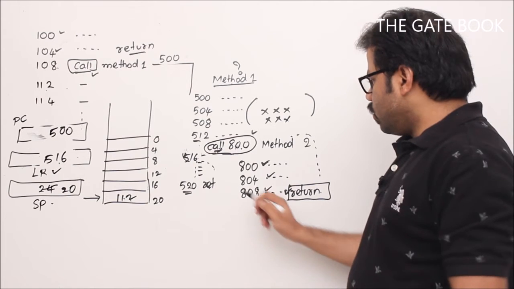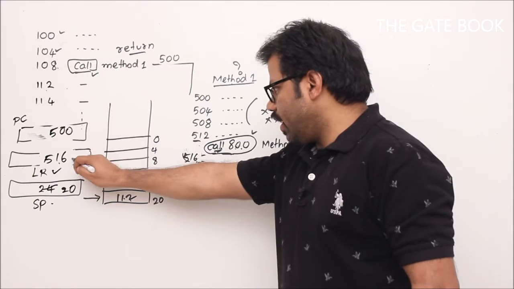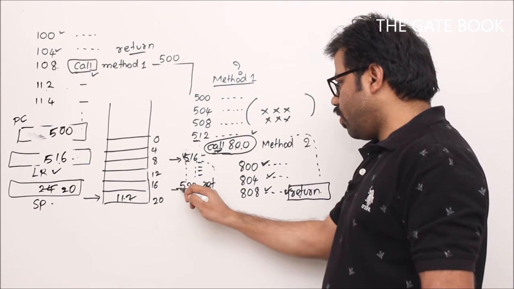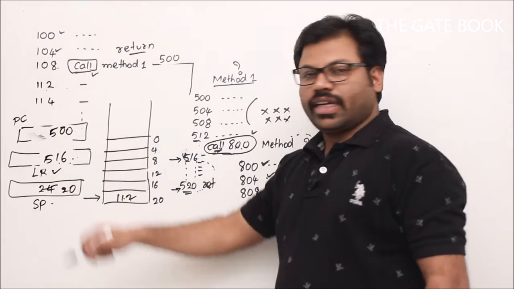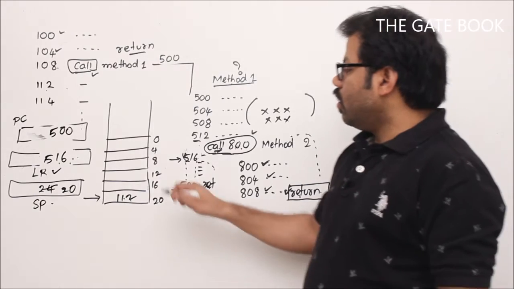We'll see. Because of this return, where to return? 516. See the link register, 516. Then execute. Then again there is a return at 520. What to do? Take 516 again? Do I need to take 516 again? No, this time I have to take 112.